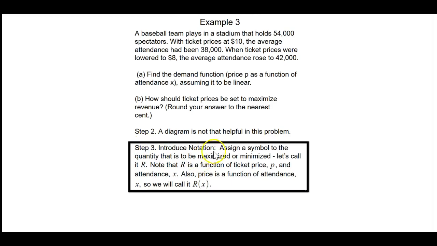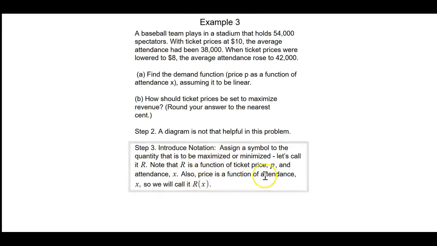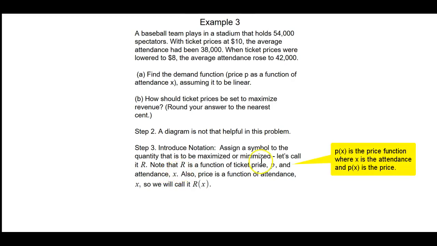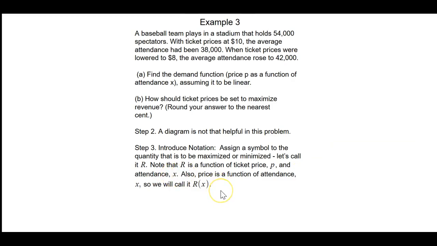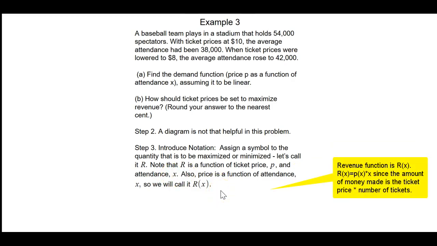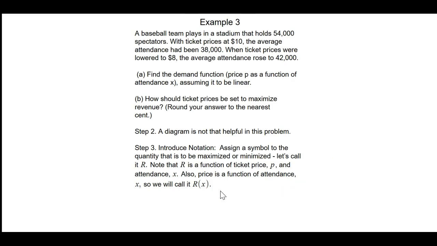So the next steps introduce notation. That's pretty easy. So we can say price is a function of the attendance X. So P of X is our price, X is our attendance. So that's the number of tickets sold. And then our revenue is going to be a function of price and attendance because it's price times the number of tickets sold. So it would be price times X. So our revenue is actually going to be a function of the attendance.